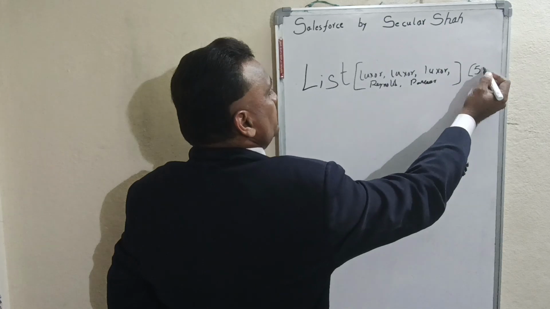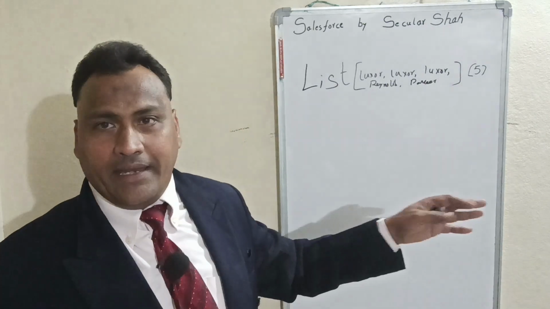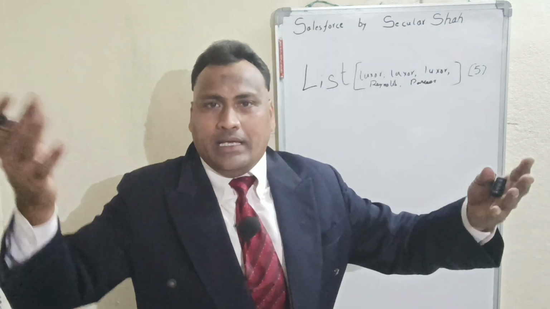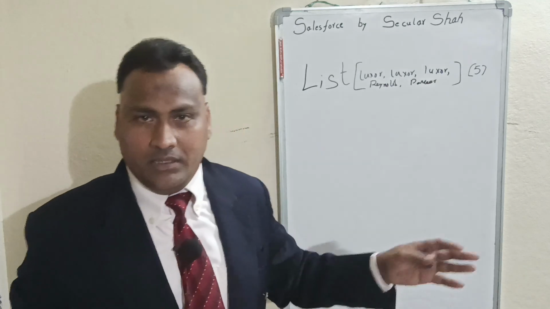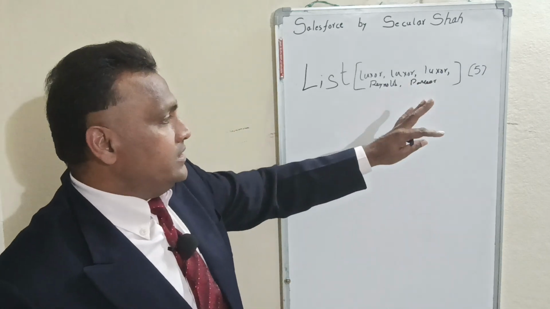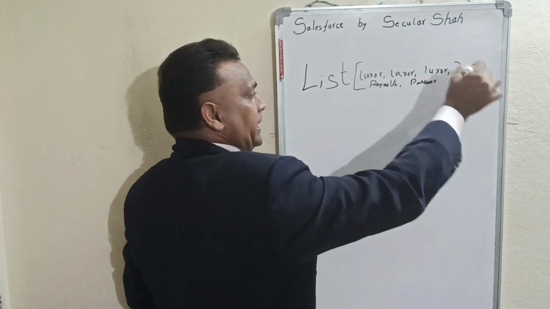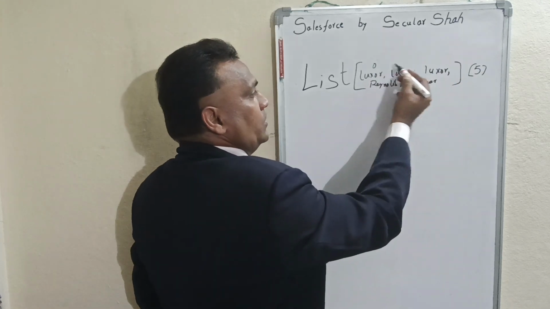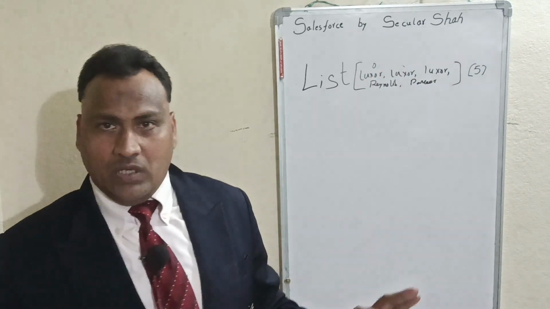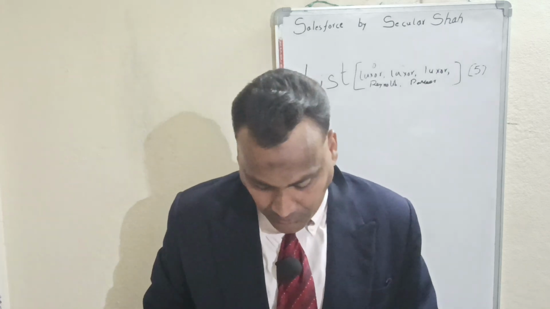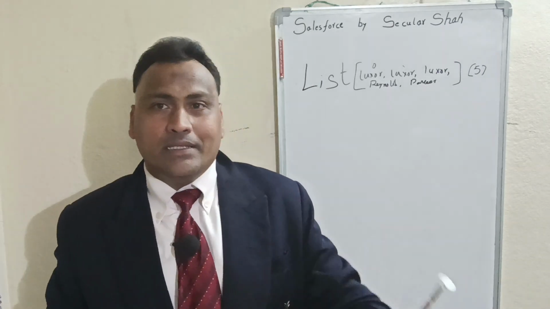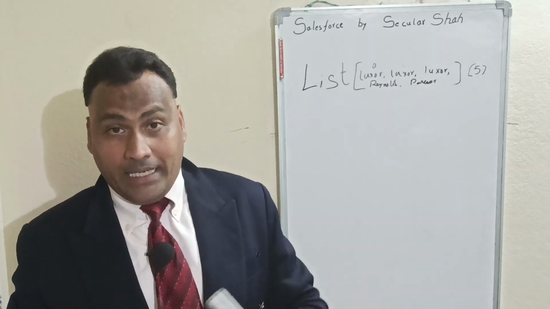You can call it an array; an array is nothing but a list. The size is 5. Of course, I need not tell you the first index: it starts with 0, 1, 2, 3, 4. That's about programming.